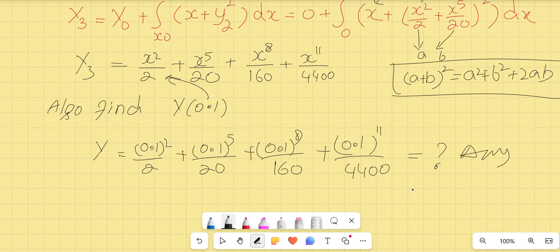All right. So I think that's it for today. Maybe in our next class we will talk about some other methods as well, and we will try to solve this particular ordinary differential equation with the help of R.